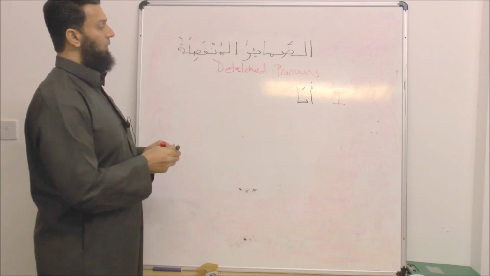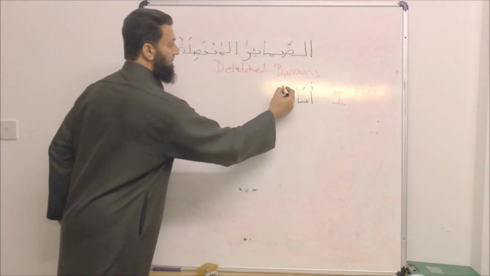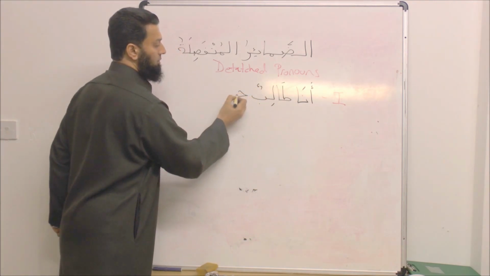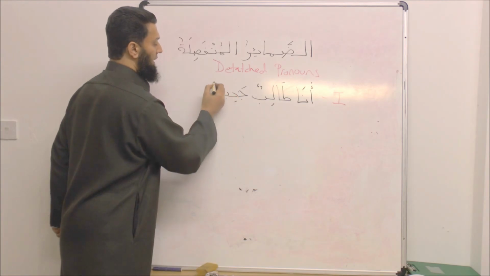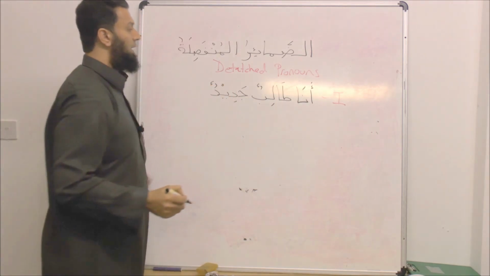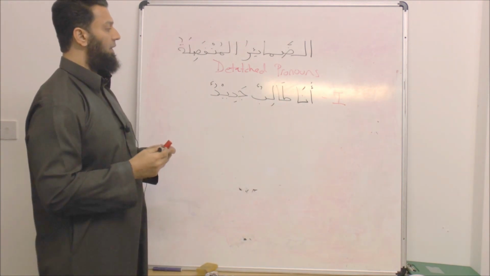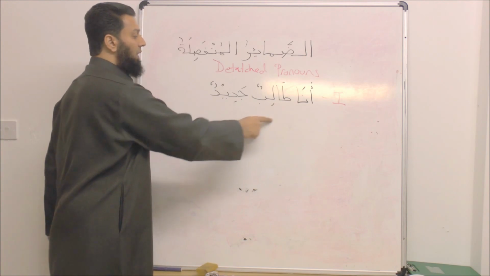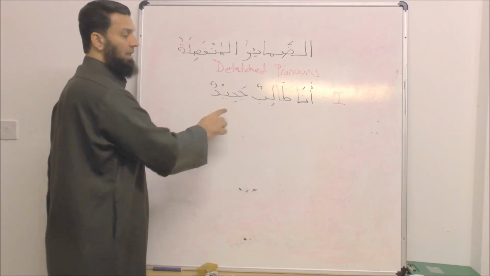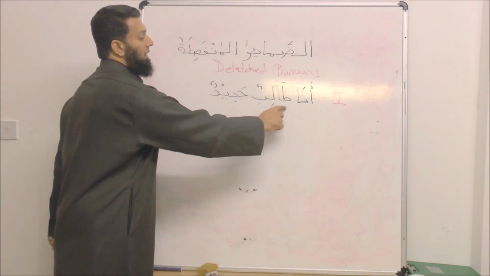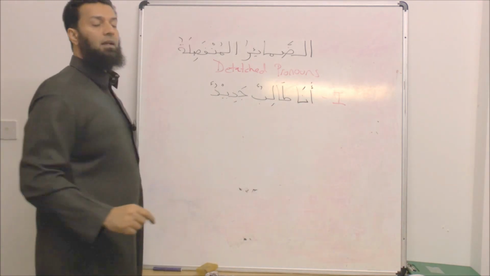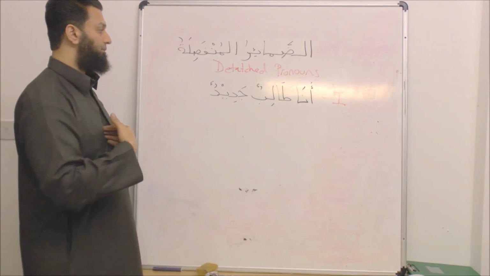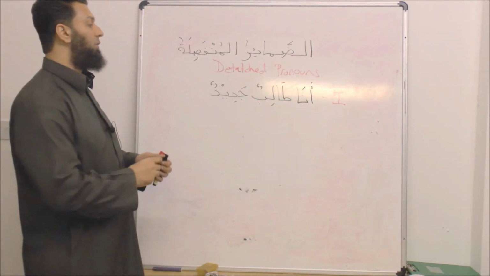So if we were to construct a sentence with ana, you could say ana talibun jadidun. Ana talibun jadidun, which means I am a new student. Talibun, which means a student. Jadidun, new. And that's how we phrase it in Arabic, where the noun comes first and then the adjective. But the point to note here is that ana represents I. So that's the first one that we want to introduce.